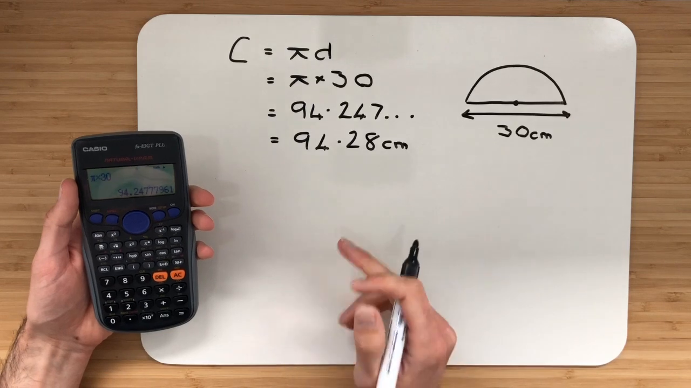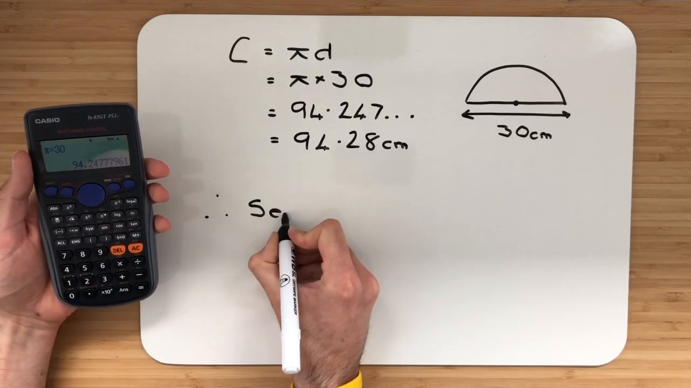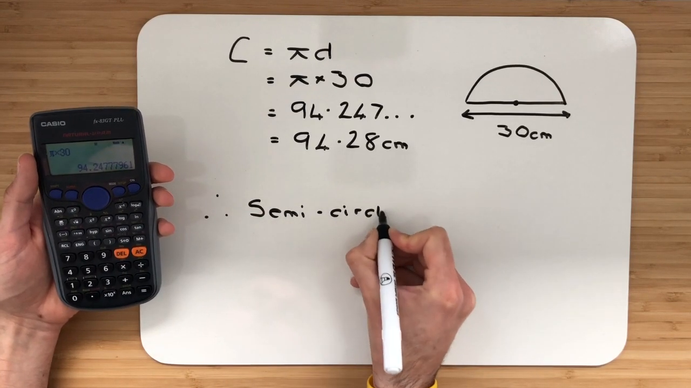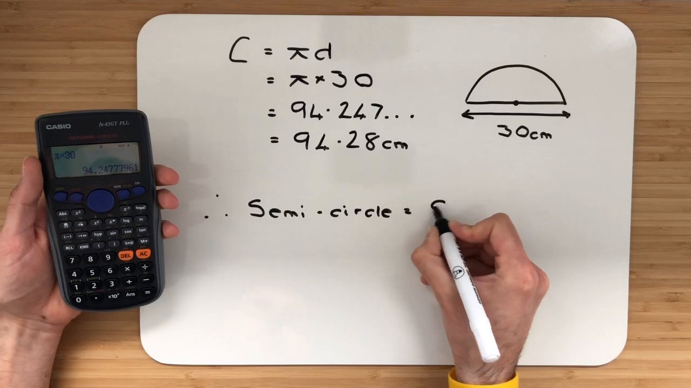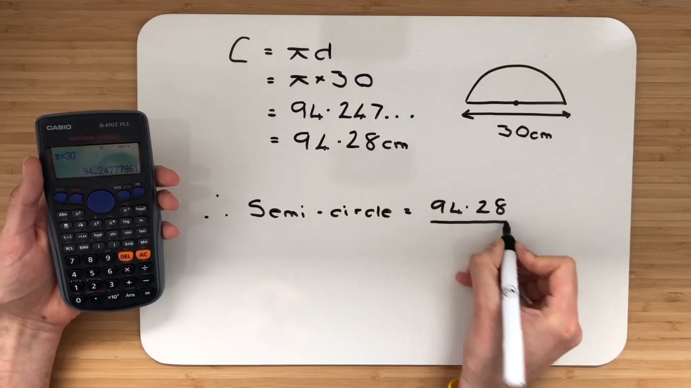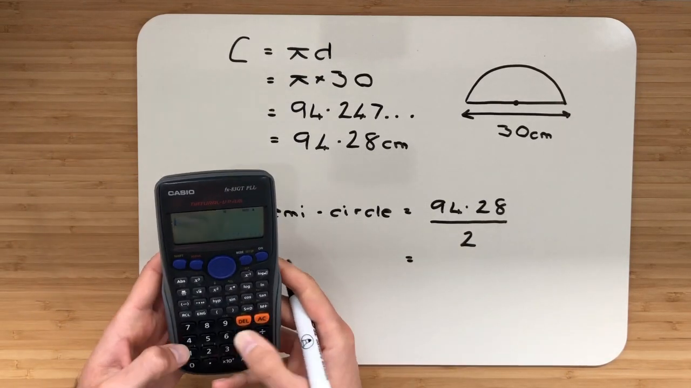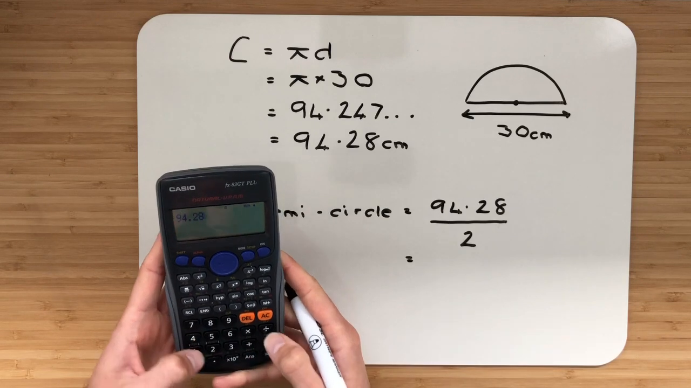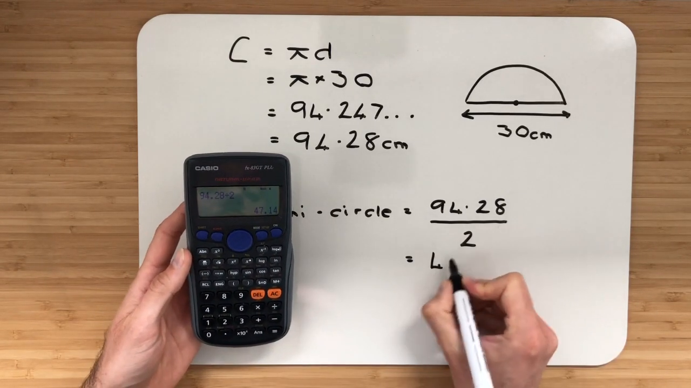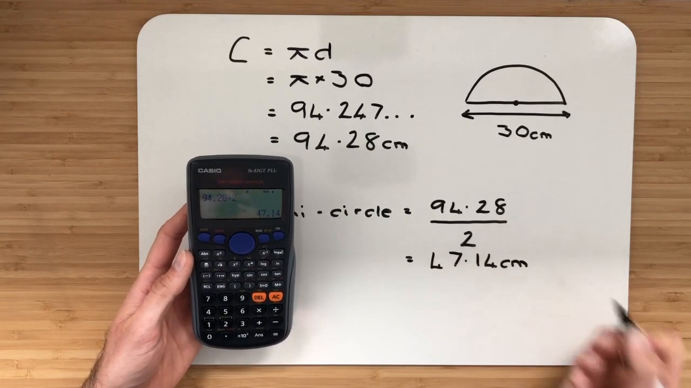We want the length of the arc in the semicircle, so therefore, semicircle, and we're going to take our 94.28, and because it's a semicircle, we're going to divide it by 2. So let's take our 94.28, dividing that by 2, and it's a final answer of 47.14 centimetres.